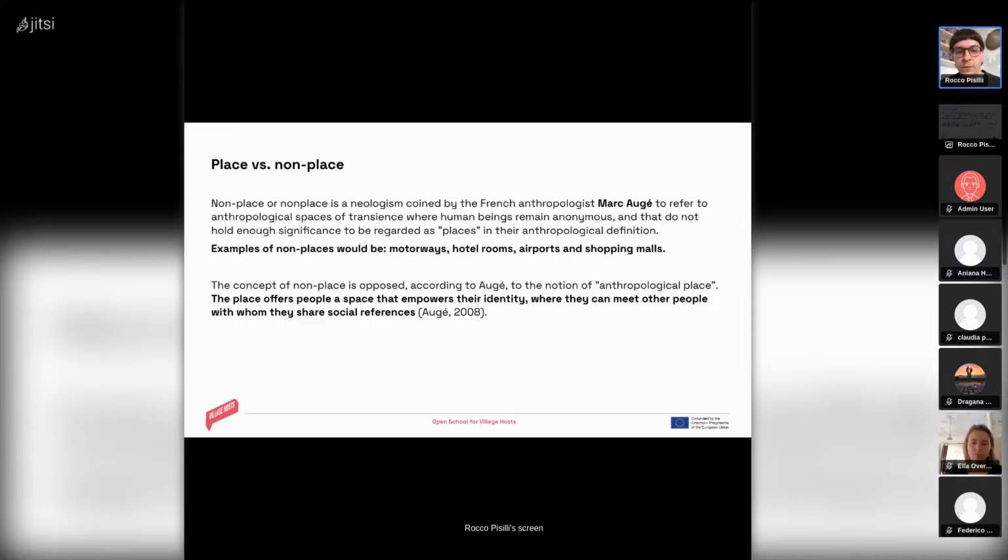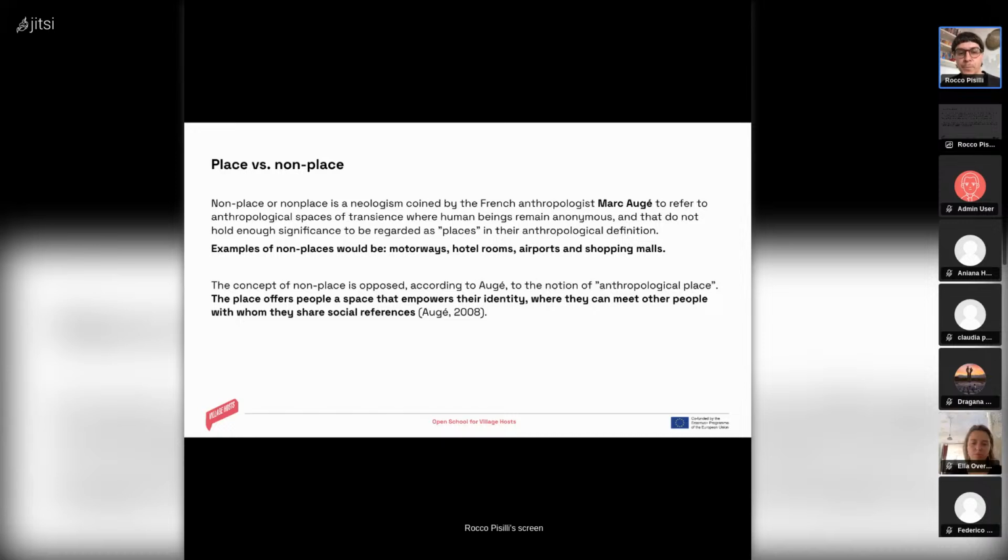So the idea of non-place comes from a book written by Marc Augé, that is a French anthropologist. And some examples of non-places are motorways, hotel rooms, airports, basically all the places that look the same all over the world. And so the non-place is the opposite of what Augé calls the anthropological place.